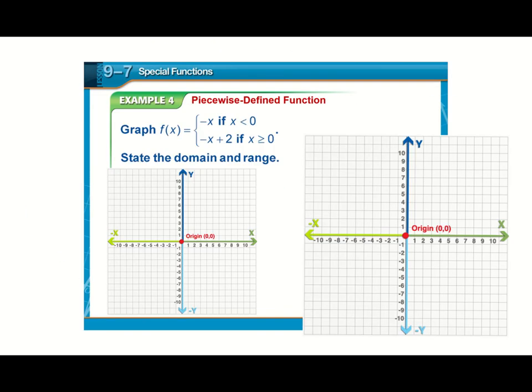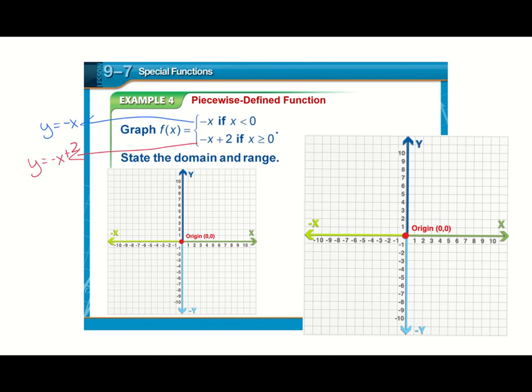All right, now we're doing piecewise defined functions. It says graph f of x equals negative x if x is less than 0, and graph f of x equals negative x plus 2 if x is greater than or equal to 0. Now I know this looks kind of weird to begin with, but it's not that bad. The first one is the same thing as saying graph y equals negative x, and the second one is the same thing as saying graph y equals negative x plus 2.